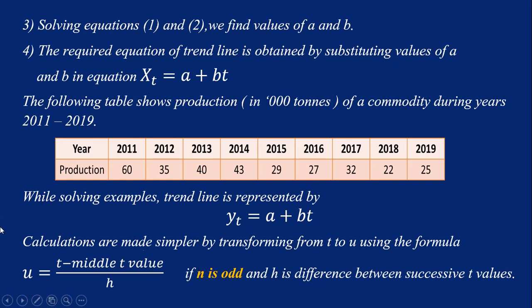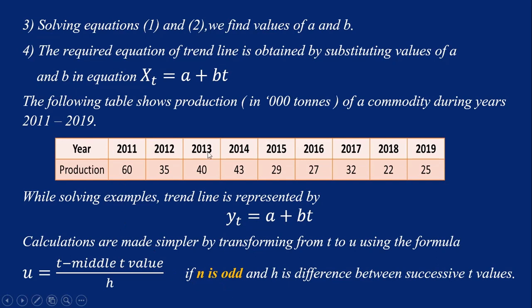In this presentation we are going to discuss the example where n is odd. N is the number of observations: 1, 2, 3, 4, 5, 6, 7, 8, 9. The number of observations is 9. Here n is odd. In this presentation we are going to solve the example where n is odd. In the next presentation we will solve the example where n is even, but here we are considering the example where n is odd.